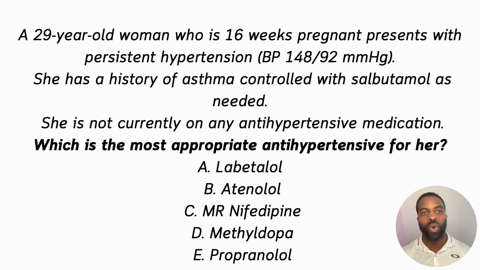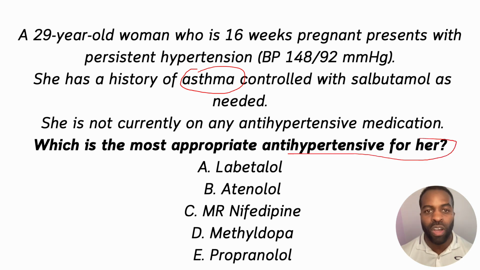A 29-year-old woman is 16 weeks pregnant, presents with persistent hypertension. She has a history of asthma. We need to circle keywords there, conditions. She has a history of asthma, which is controlled with salbutamol as needed. She's not currently on any antihypertensive medication. So which is the most appropriate antihypertensive for her?